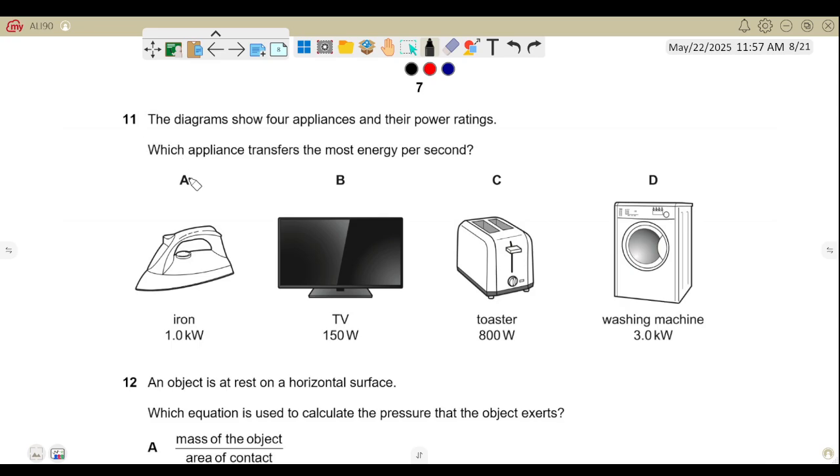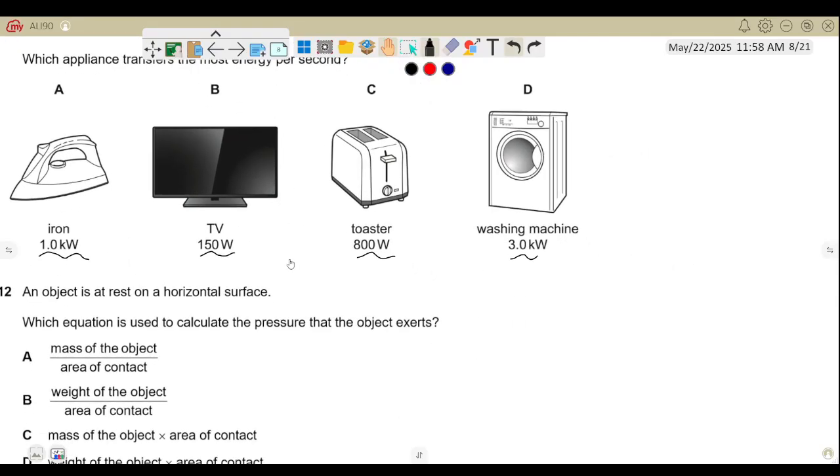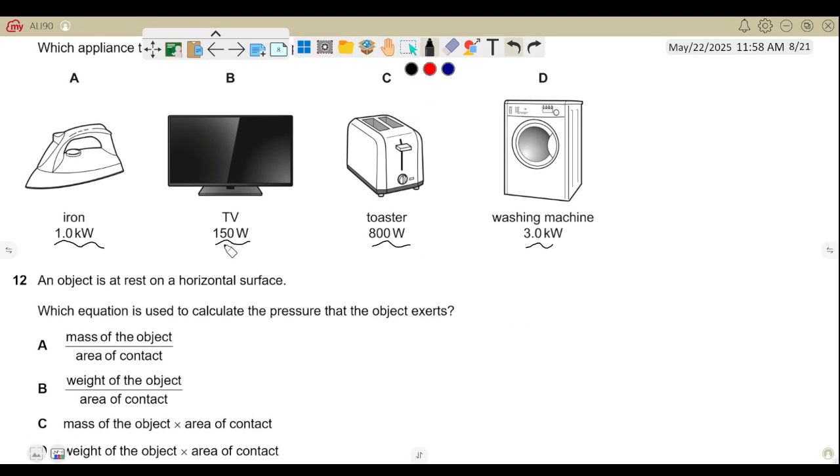Question 11 says the diagram shows 4 appliances and their power ratings. Which appliance transfers the most energy per second? Is it the iron, the TV, the toaster, or the washing machine? So we have here the power of each appliance. If we compare between these 4, we have 1 kilowatt, 150 watts, 800 watts, and 3 kilowatts. The washing machine is actually consuming the most energy.